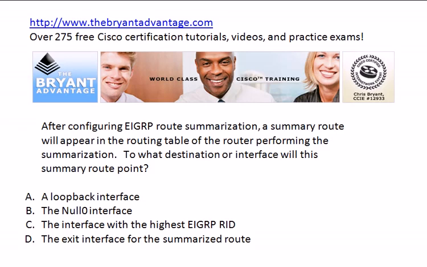Moving to question 2, after you configure EIGRP route summarization, a summary route is going to appear in the routing table of the router that's actually performing the summarization. Makes sense, right? To what destination or interface will that summary route point? Will it be to a loopback interface, the null-zero interface, the interface with the highest EIGRP RID, or the exit interface for the summarized route? Let's move to the next question.